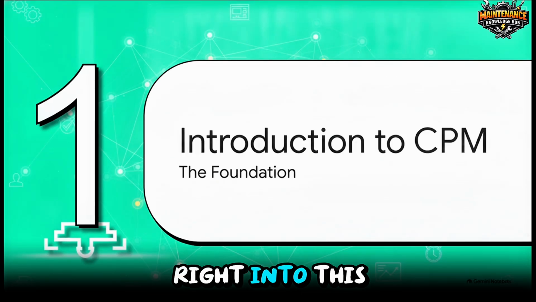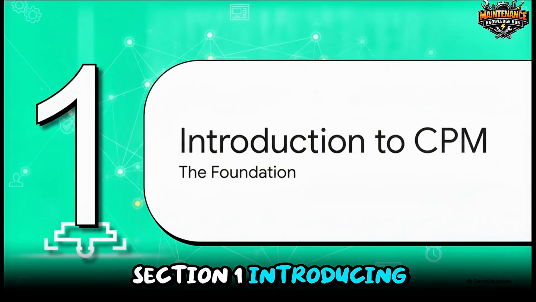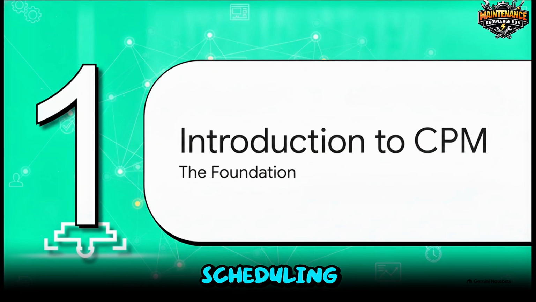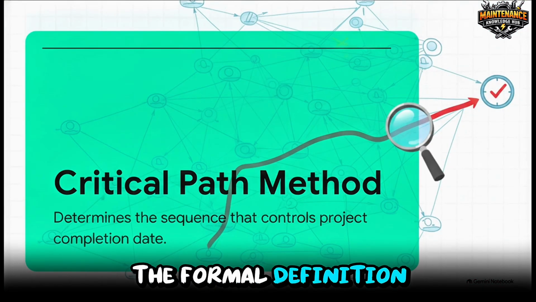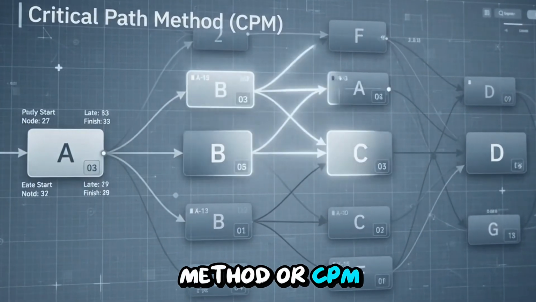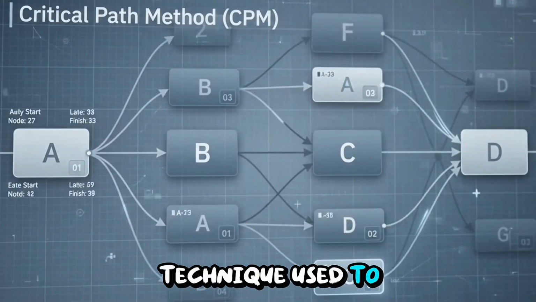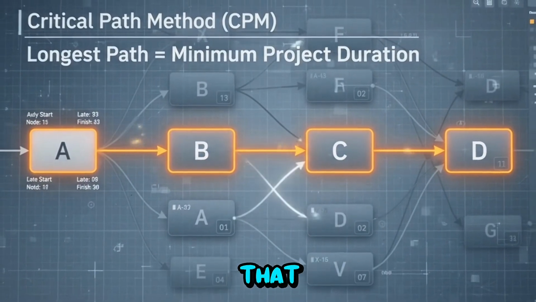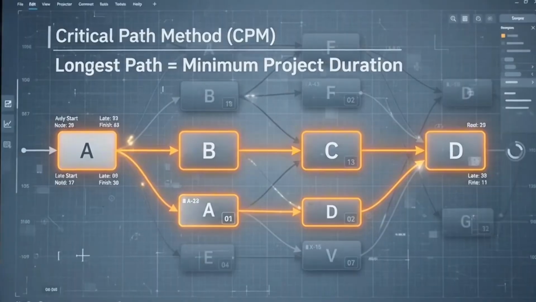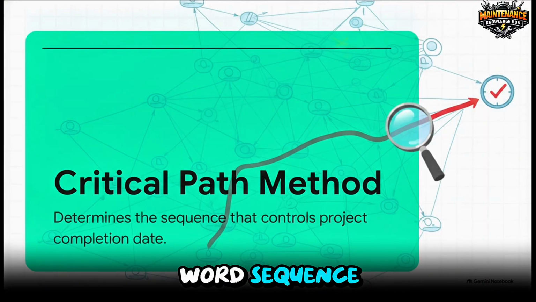Okay, let's dive right into this. Section 1. Introducing the critical path, the foundation of scheduling. Let's start with the formal definition. The critical path method, or CPM, is a scheduling technique used to determine the sequence of activities that controls your project completion date. Notice that heavy emphasis on the word sequence.